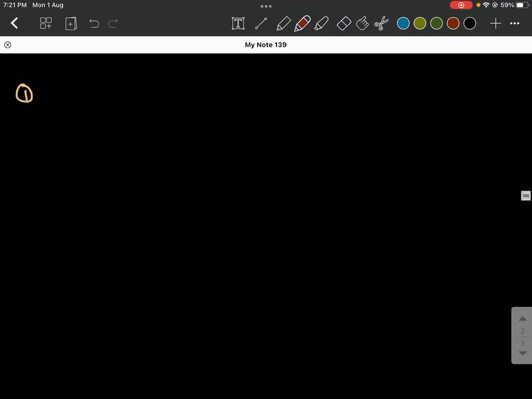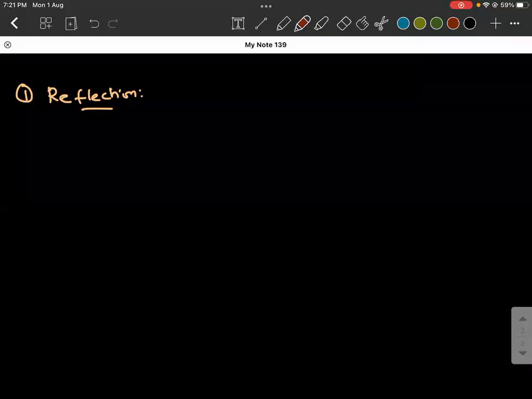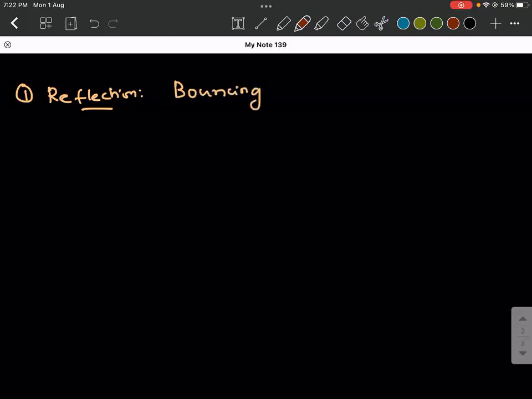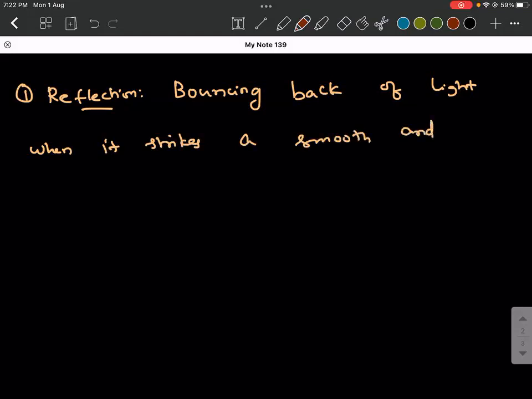First, the first phenomenon of light is reflection. Reflection is not deleted. Last year it was deleted, this year it is there, so concentrate. So what is reflection? Bouncing back of light when it strikes a smooth and shiny surface, right?